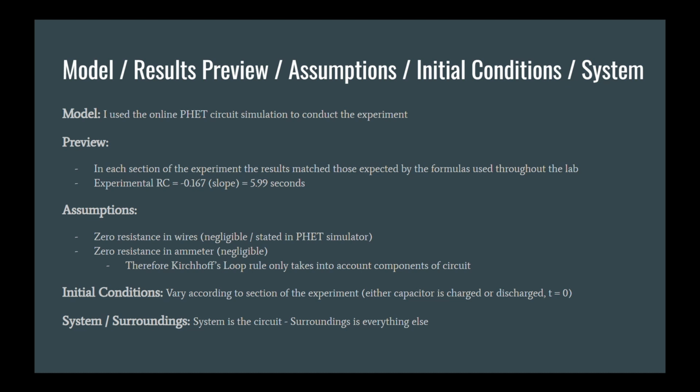Our assumptions are that there is zero resistance in wires, that is negligible, and this is stated in the PHYS simulator, and that there's also zero resistance in the ammeter. Together, these make sure that Kirchhoff's loop rule only takes into account the components of the circuit. Our initial conditions vary according to the section of the experiment, where either the capacitor is charged or discharged, but t is always equal to 0. Our system is the circuit, and everything else is the surroundings.